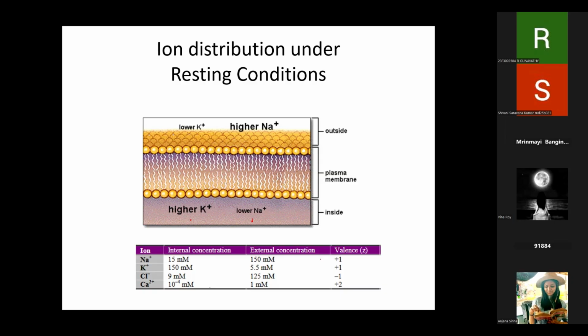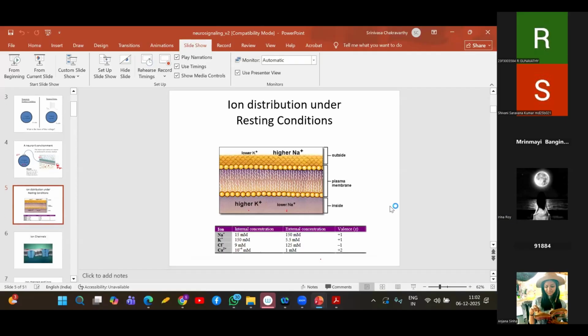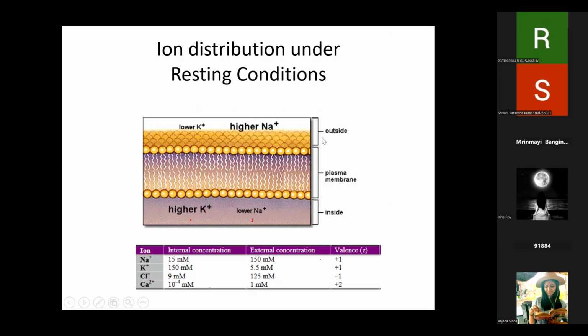Chloride is 9 millimolar inside and 125 millimolar outside. Calcium is very low inside. So let's look at it, I can't see this here. Yeah, so 10 power minus 4 millimolar inside and 1 millimolar outside. So calcium is extremely low inside. Now, each of these ions has a valence. Sodium and potassium have a valence of +1, and chloride has a valence of -1. Calcium has a valence of +2.